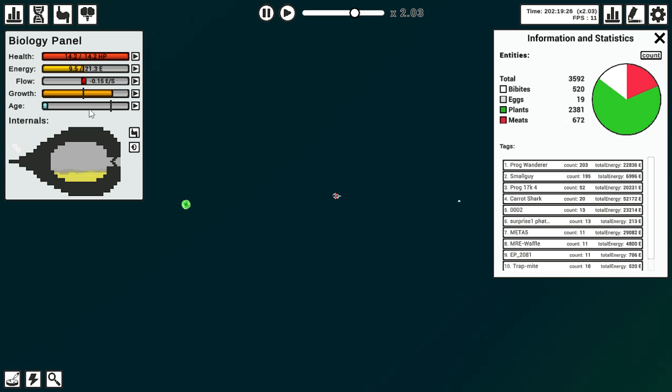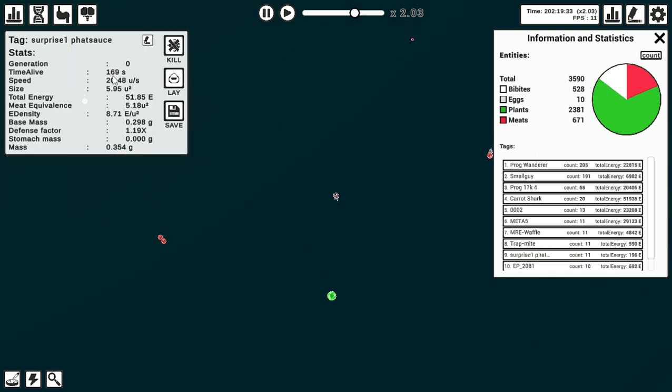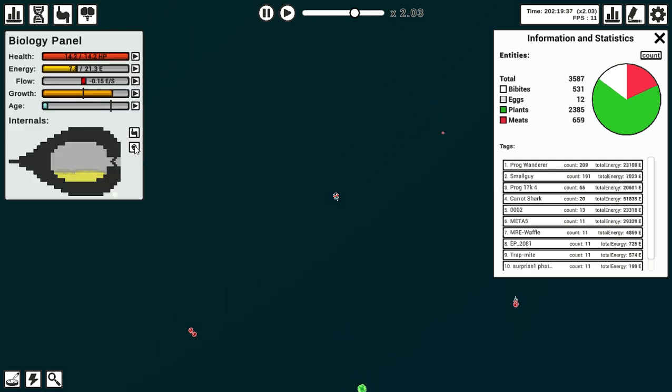It's doing all right. This was a spawner. It is almost 3 minutes into its life cycle. It has laid several eggs, so you know it has potential. Where are we at? Surprise1 Fat Sauce. It is, however, not reproducing fast enough to overcome its death rate. We're still spawning them in.